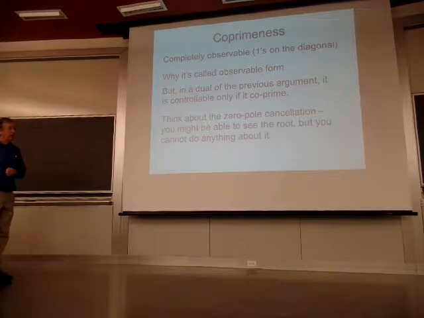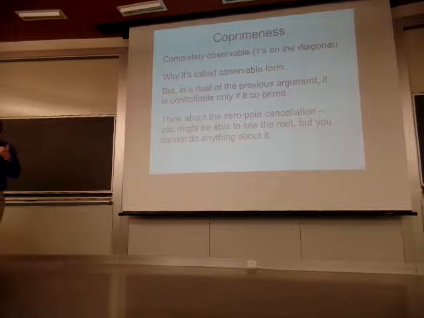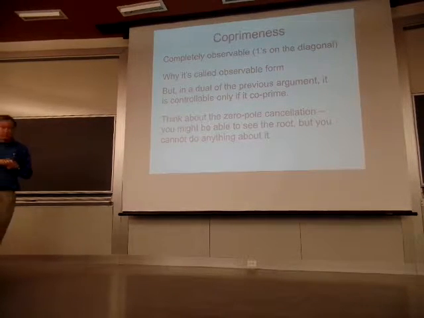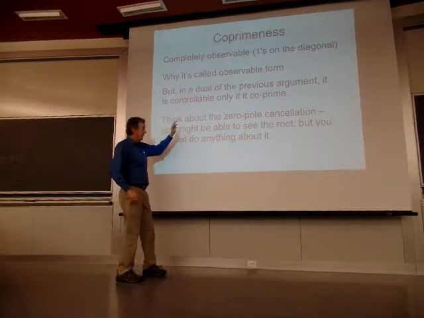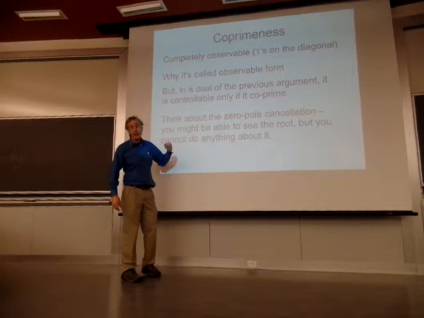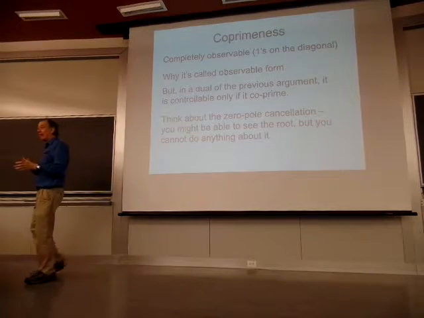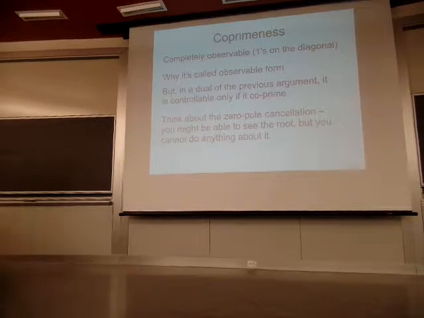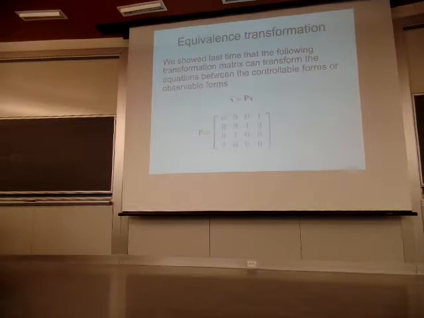You might be able to see the root, but it can't do anything about it. It means it's not controllable. The root's still there, right? So not controllable. I can see it, can't control it. Not observable: I might be able to control it, but I can't see it. Or it might be a case where I can't see it or control it.